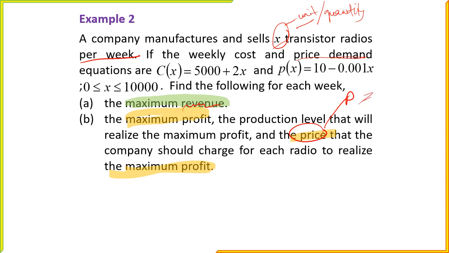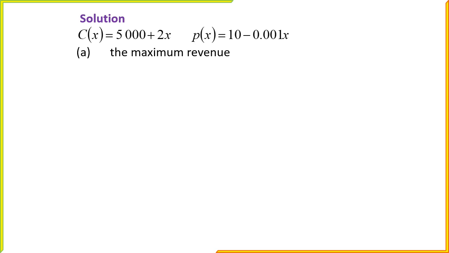Okay, now let's see question A. To find the maximum revenue, we need to find the revenue function first. So what is the revenue function? Revenue should be the price multiplied by the quantity, right? This is from the first, second, third lecture of chapter 9. So we multiply the price demand function with the quantity: the price for each unit multiplied by how many units we want to sell.